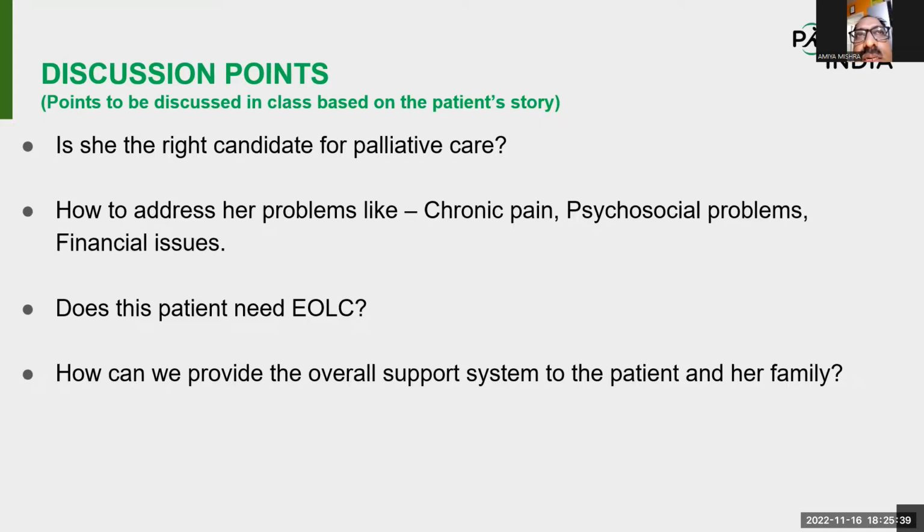And regarding, because she only visited 2.5 months back here to our hospital, I have not much idea. Next visit is after 15 days.